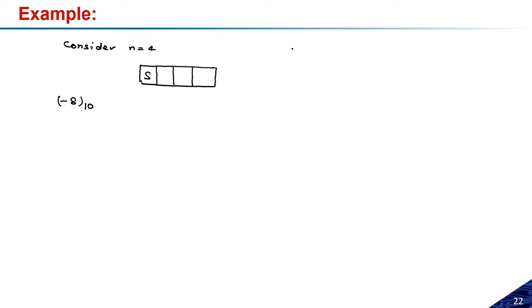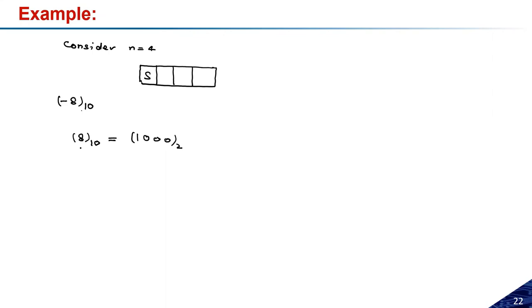So let us consider n is equal to 4. If n is equal to 4, in that case, it will look like this. And this is nothing but the sign bit. Now, let us try to see. I want to represent minus 8 with the help of this. I am just giving the answer of how we can accommodate minus 8. So let us start with the positive 8. If I have a decimal number 8, what is the equivalent binary number? This will be 1000. This is in binary.